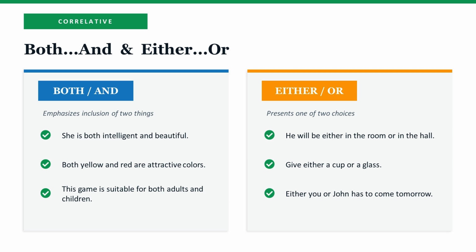The next pair is either and or. This pair is used to present a choice between two options. For example, he will be either in the room or in the hall. Here it means one of the two places. Give either a cup or a glass. This offers a choice between two items. And either you or John has to come tomorrow. This means one of the two people must come.